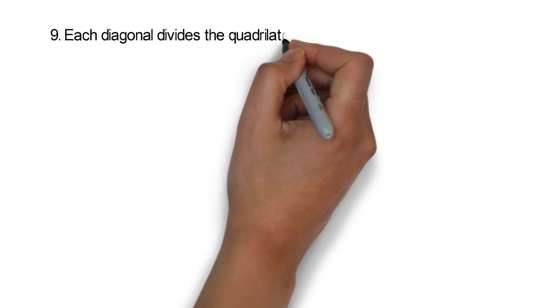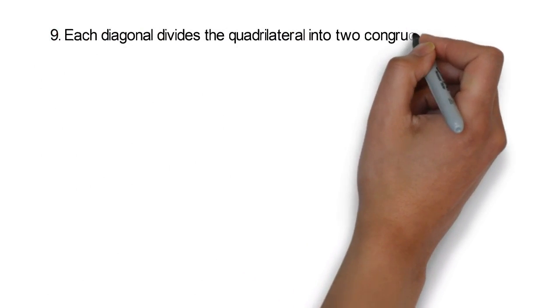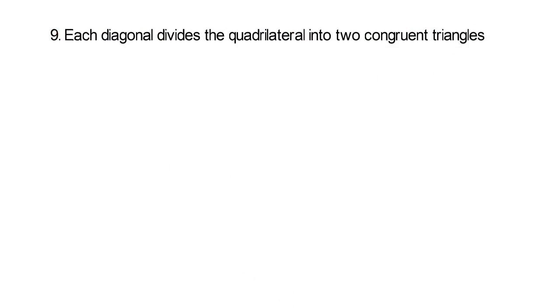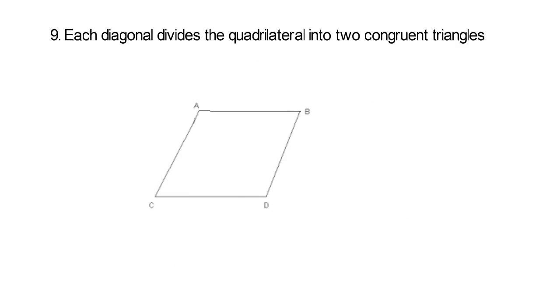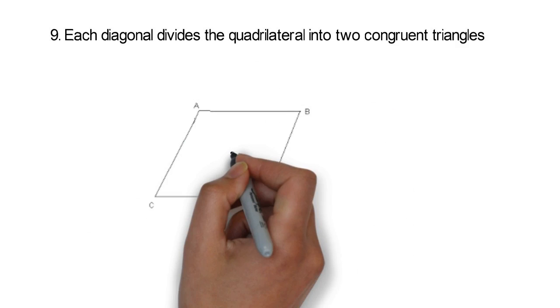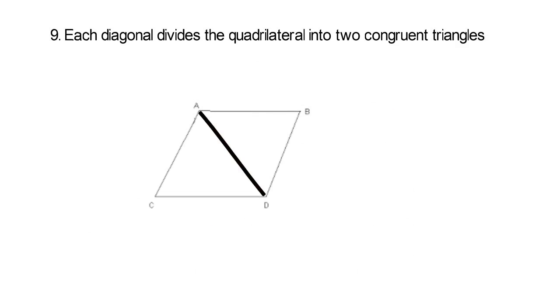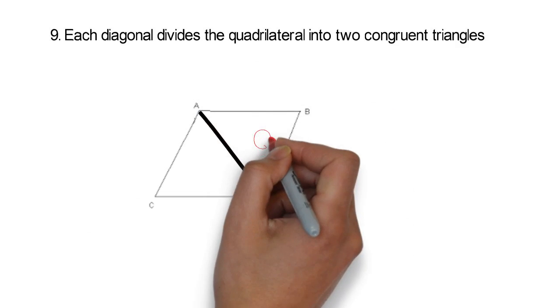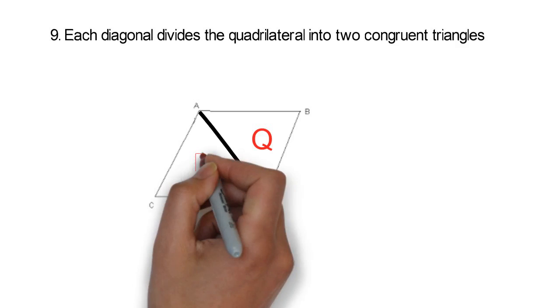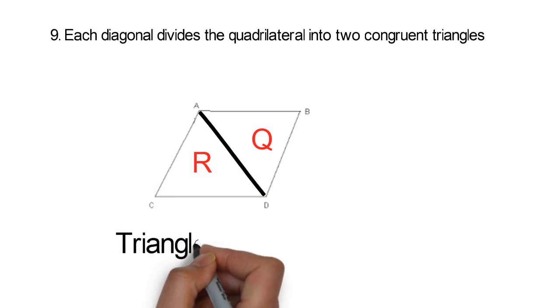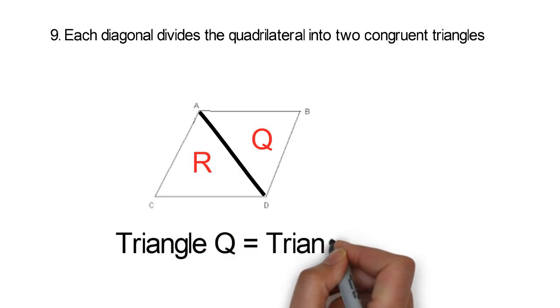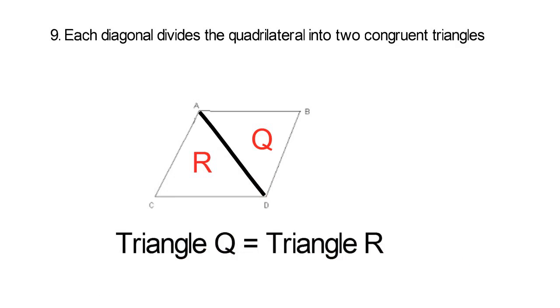9. Each diagonal divides the quadrilateral into two congruent triangles. So can you see that? If I draw a line through the rhombus, here I have two triangles. I have triangle Q and R. Can you see that? So triangle Q is equal to triangle R. It means they are of equal size.